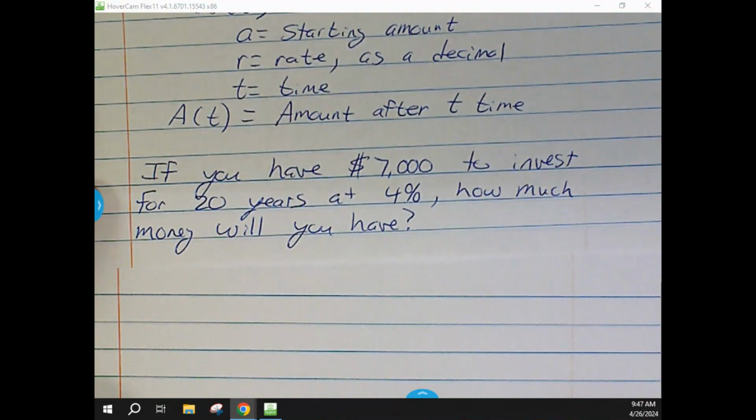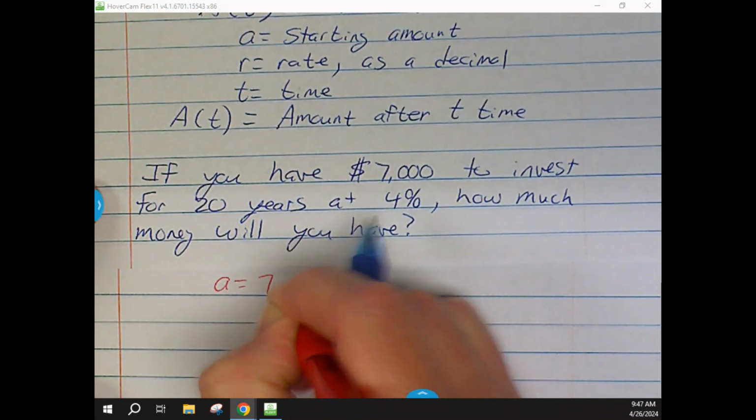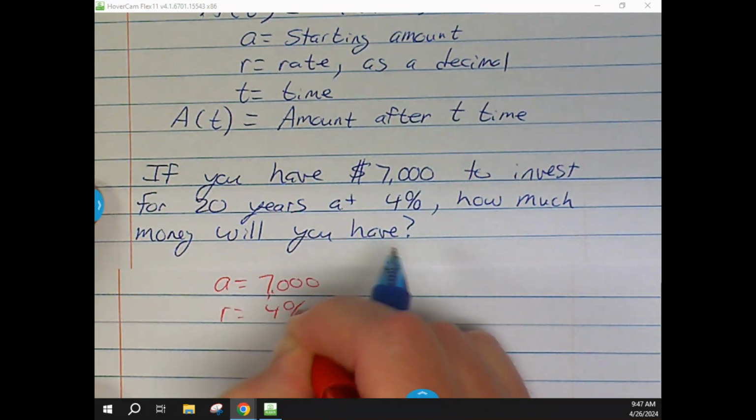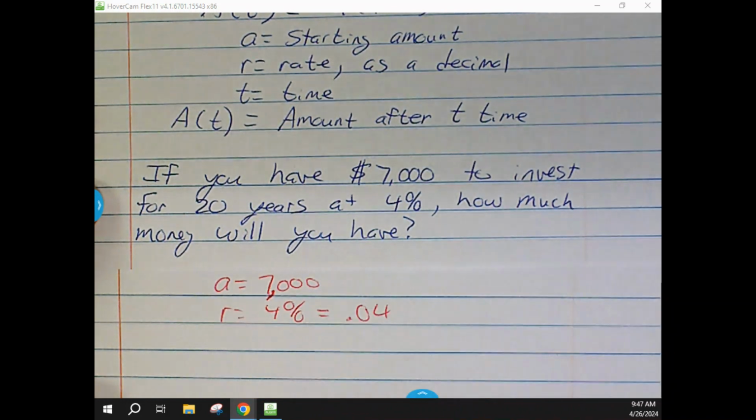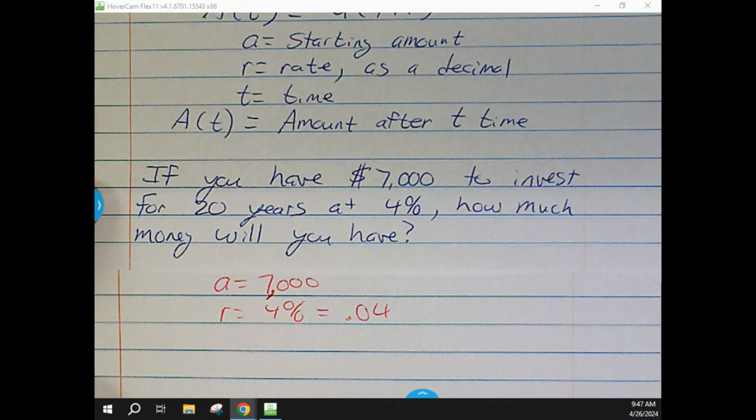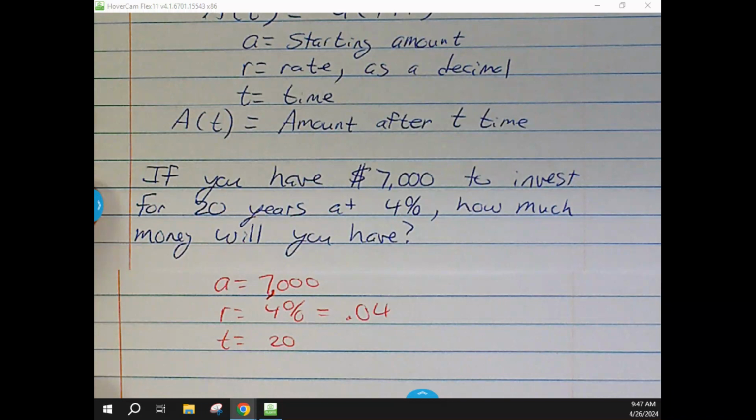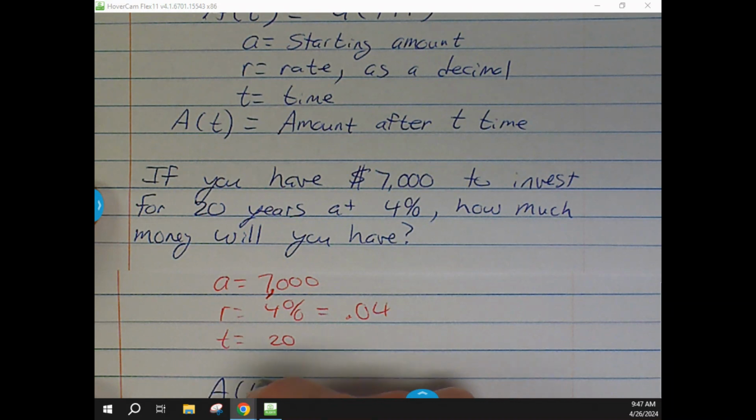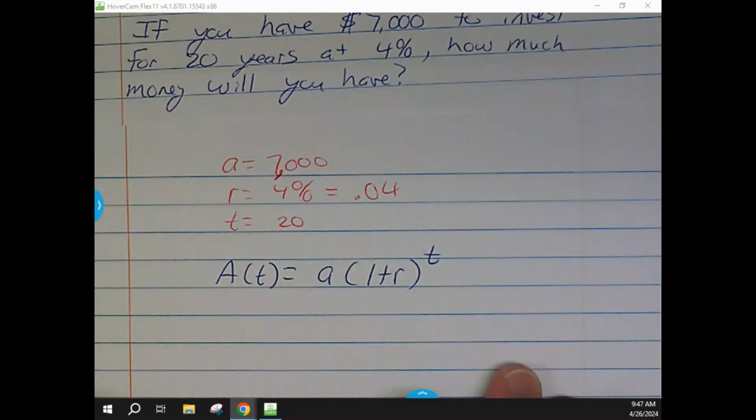Okay, so based on that question, the A amount is your $7,000. Your rate is 4%, but if you change that to a decimal, you move it over 2 decimal places, so that would be 0.04. Our time is 20 years. So we're going to plug those numbers into that formula and see what's going to happen.